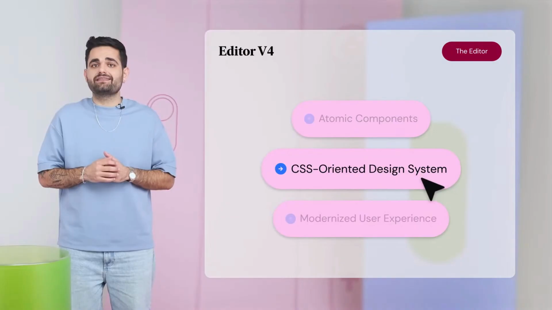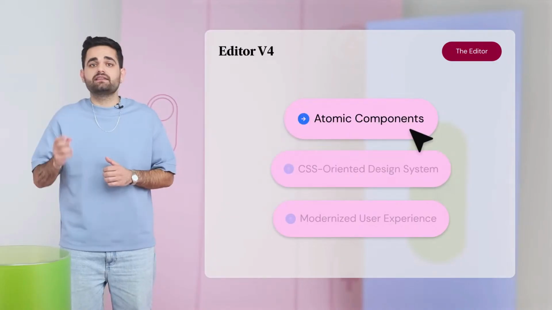In January, Elementor had their Web Forward event, and there are two major things that I haven't covered yet that I am very excited about. And those are the CSS-oriented design system and the atomic components. But what are they? How do they work? And what are the benefits of them? Let's start off with exploring the CSS-oriented design system.